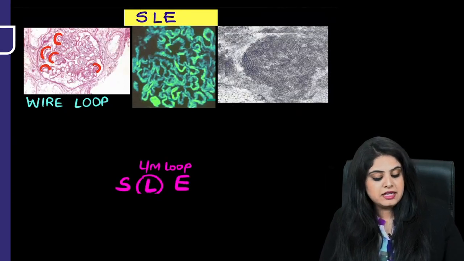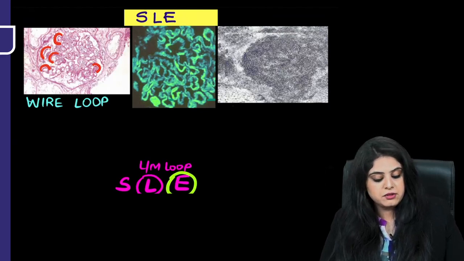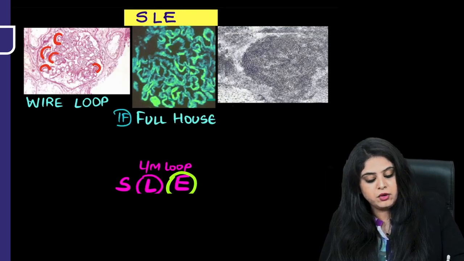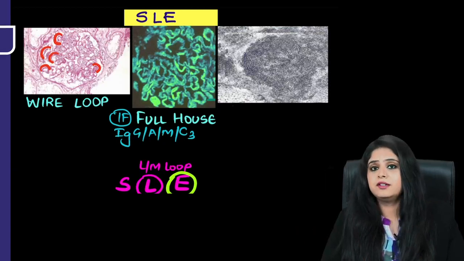Then we had studied that in SLE, everyone is invited for the party. Everyone is invited for the party means it shows you the famous full house effect. Full house effect, again, is seen on immunofluorescence. Full house means IgG, IgA, IgM, complement proteins C3, C1, C2. Full house party is going to happen. Everyone comes and gets deposited.